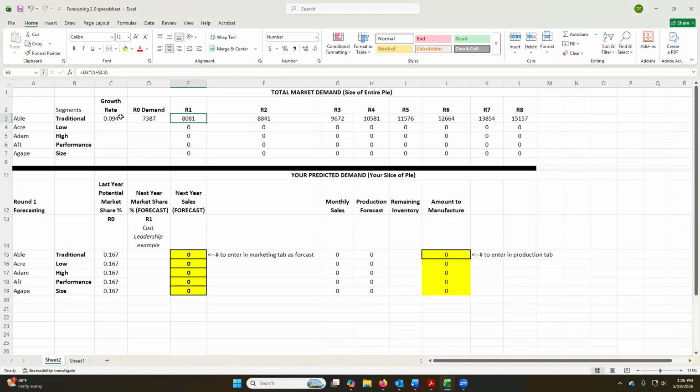It grows at a rate of 9.4% a year, which means that every year it's going to be 100% plus an additional 9%. So to figure out how much the total demand for the traditional segment will be in round 1, we take that round 0 demand, that 7387, and multiply it times 1 plus the growth rate. So in this case, D3 times parentheses 1 plus, and I use a dollar sign in front of the C and then the number 3. So column C, row 3.